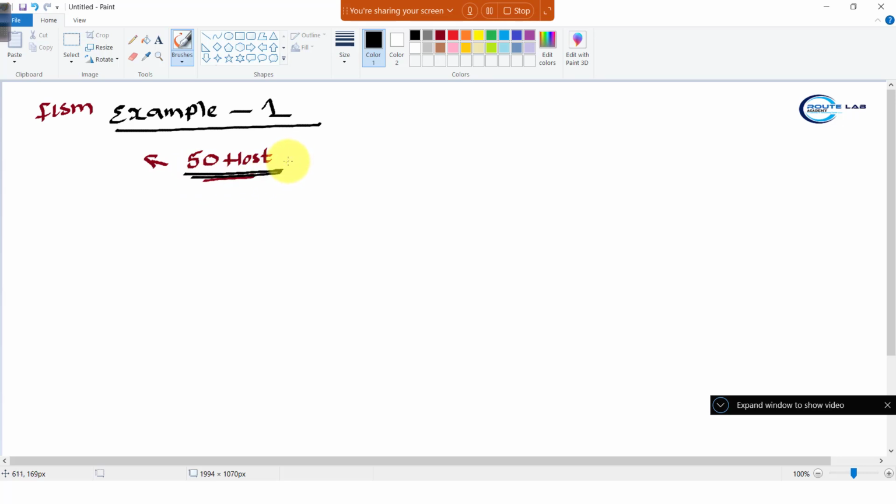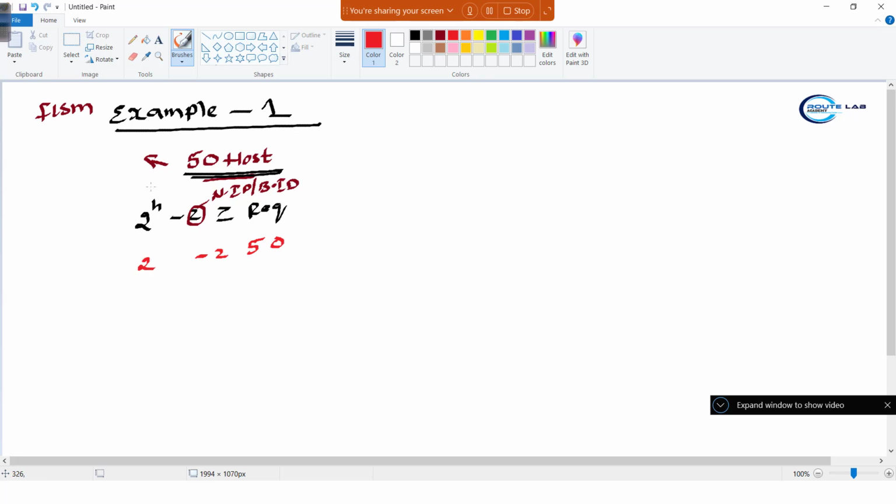So what is the formula? The formula will be 2 power h minus 2 greater than or equal to the requirement. So what is this minus 2? In each and every network we don't use two addresses. One is the network ID and another one is the broadcast ID, right? So here the requirement will be 50 minus 2.